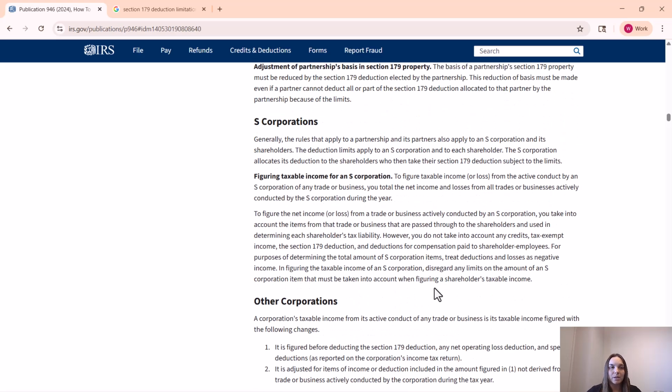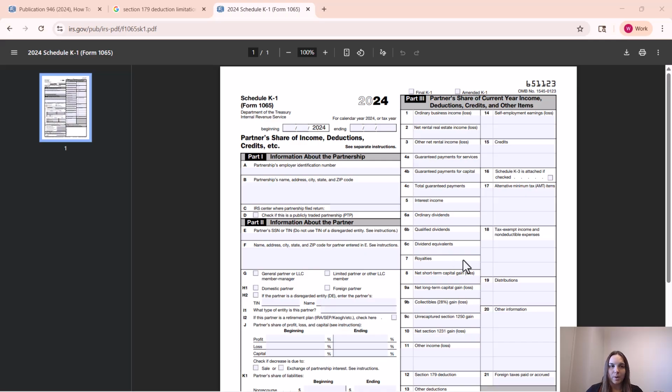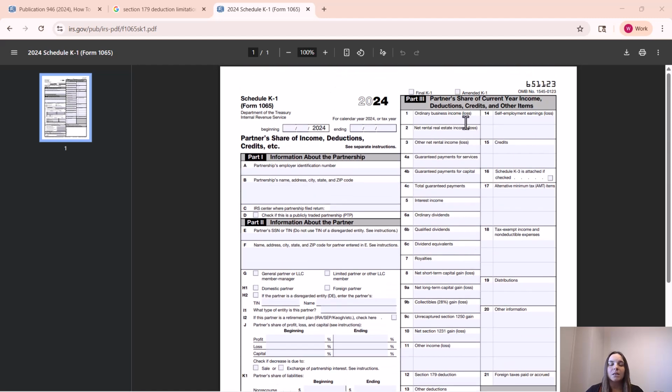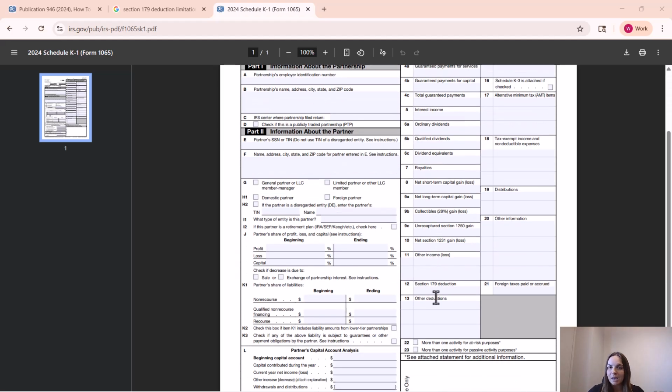Let me pull up a Schedule K-1 and I'm going to show you where this sits on your Schedule K-1. Okay, so here is a Form 1065 K-1. So this is the partnership K-1. It's going to look very similar to the S corporation K-1. You'll notice on line 12 is the Section 179 deduction. So what'll end up happening is the partnership will put the business income or loss before the Section 179. So this partner's share of the ordinary business income or loss before the Section 179 deduction. And then it will include this partner's share of the Section 179 deduction.